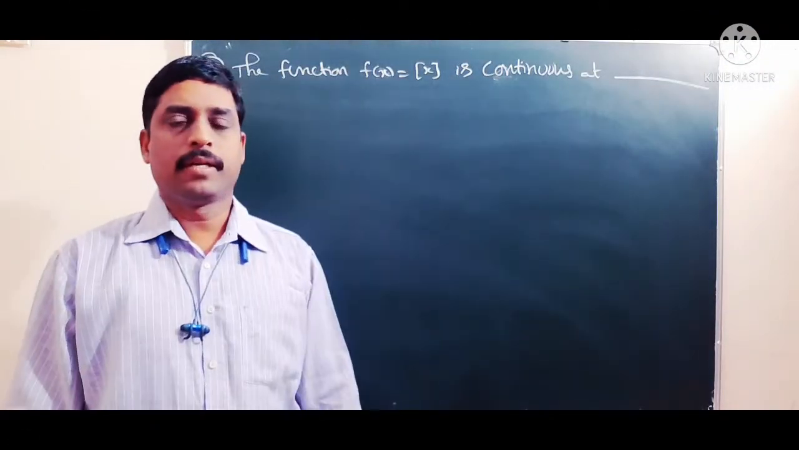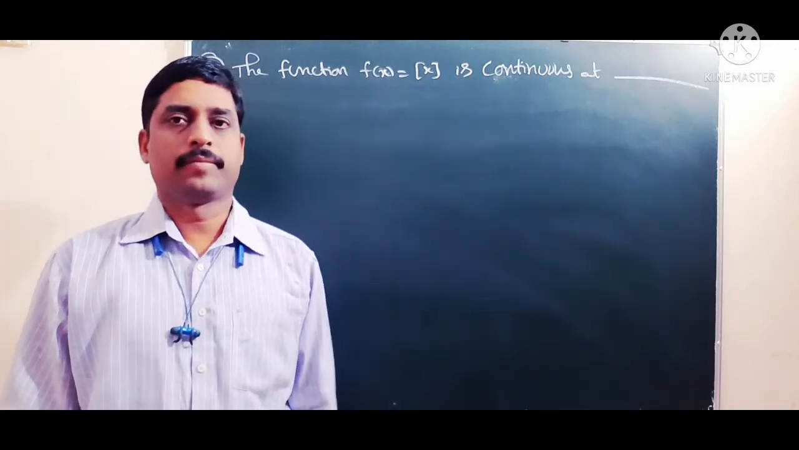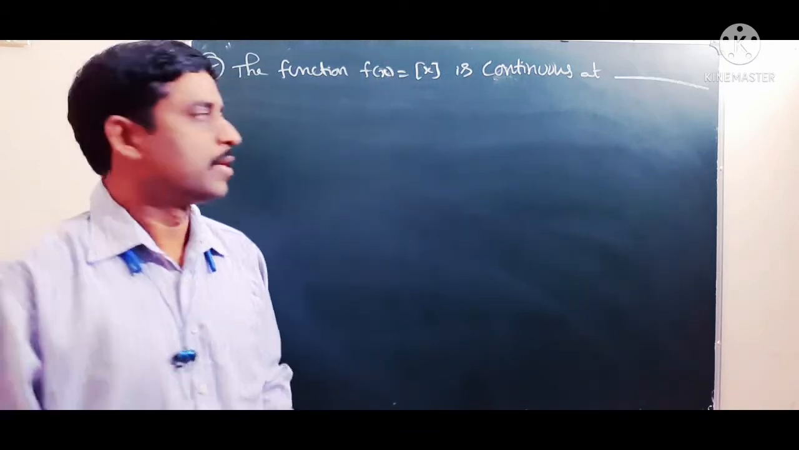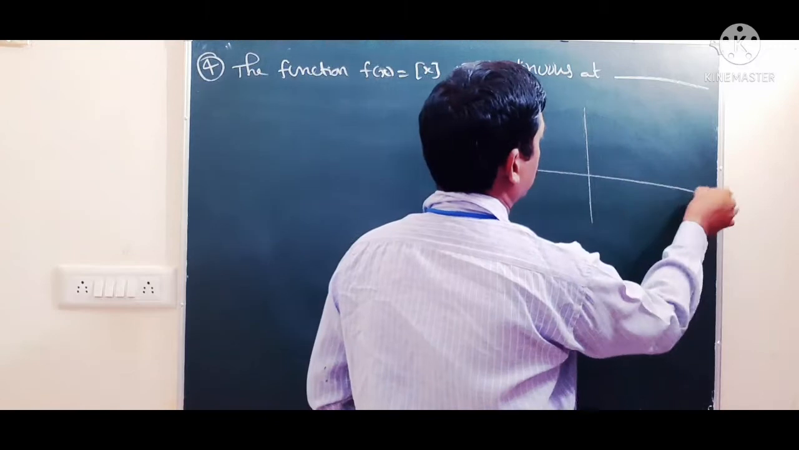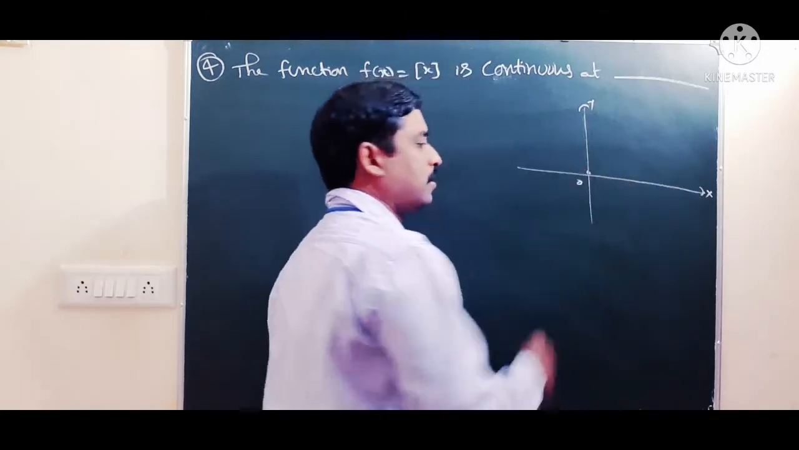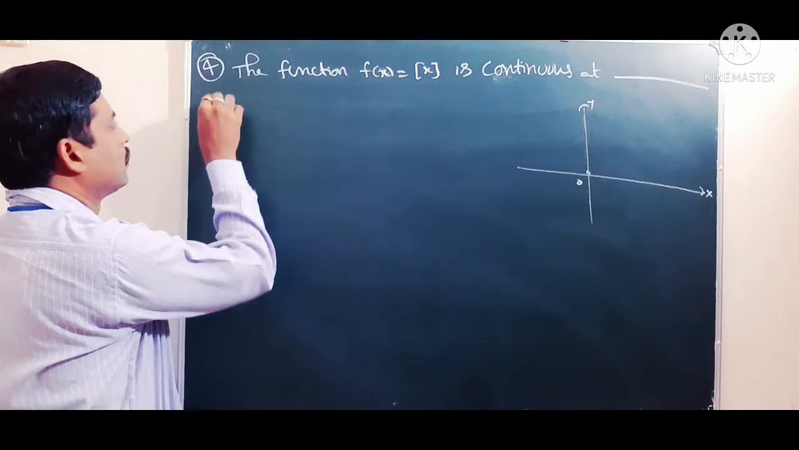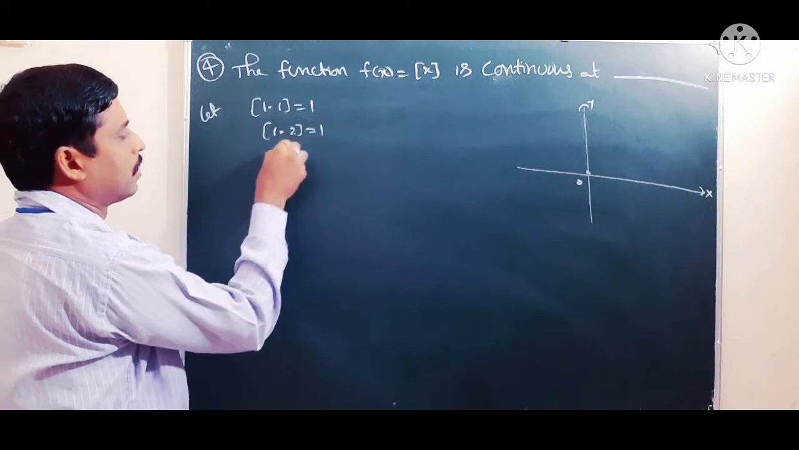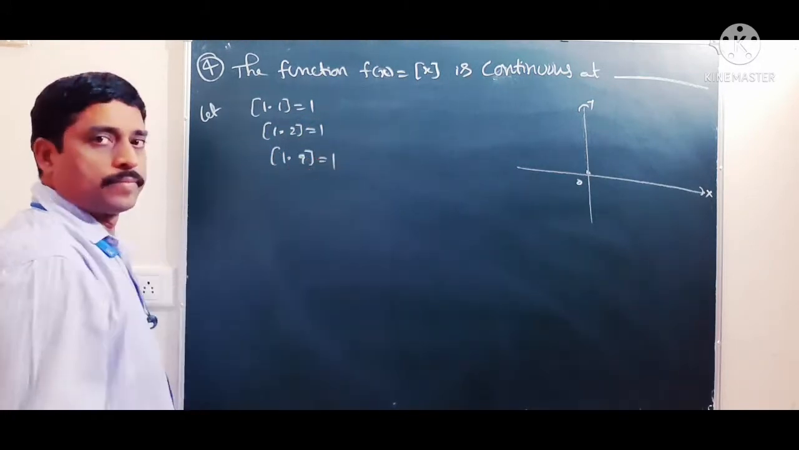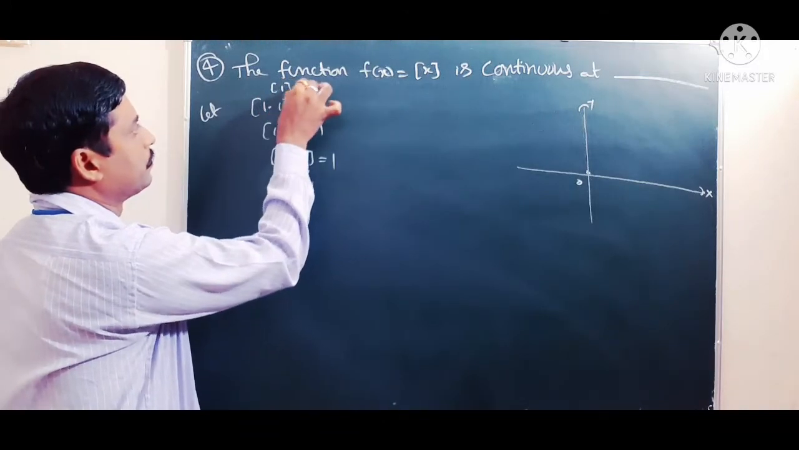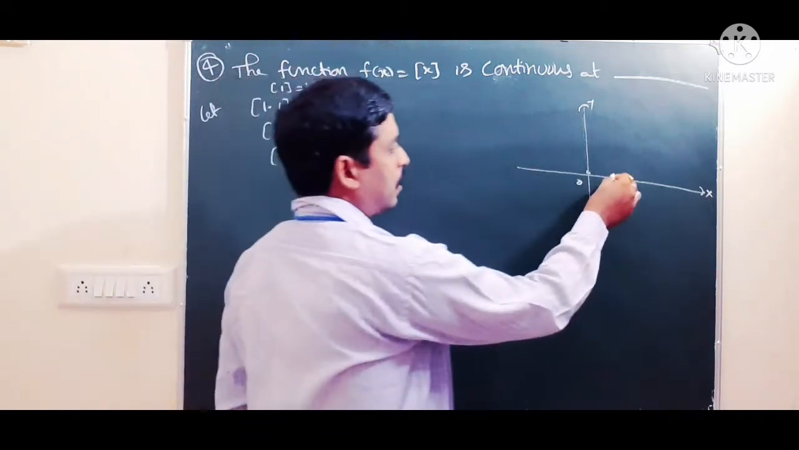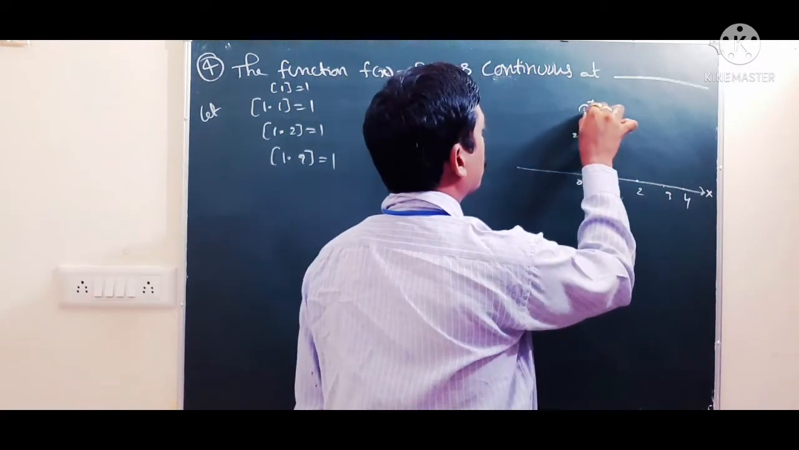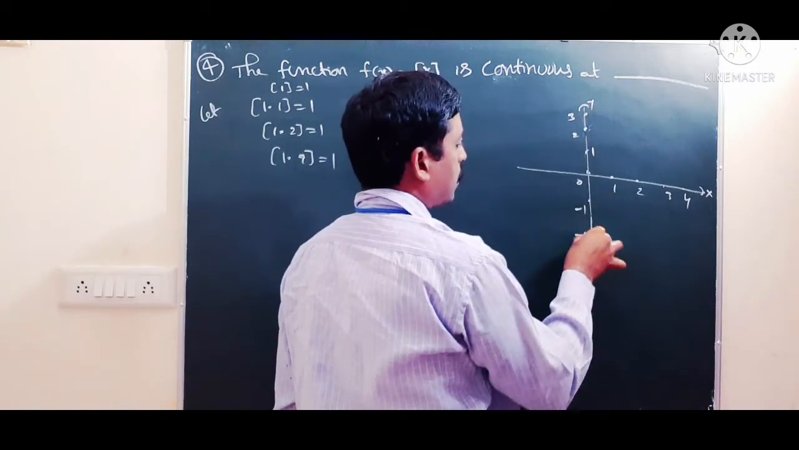F of x is equal to integral part of x, continuous at. So the integral part of x is continuous at non-integral points. Let us draw the x and y axis. Let us take the integral part of 1.1, 1, 1.2, 1, up to 1.9, this value will be 1. Integral part of 1 is also 1. Let us take numbers 1, 2, 3, 4, and minus 1, minus 2.